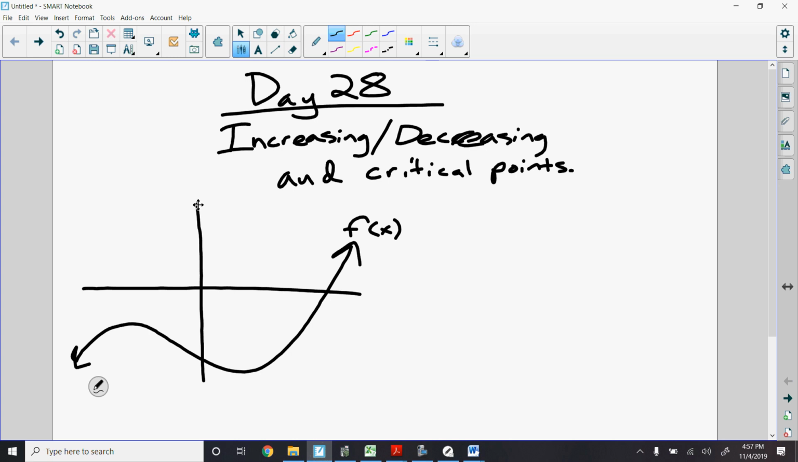I have some kind of cubic looking graph here, and my question is, on this graph, on what intervals is f increasing? On what intervals is f decreasing? It'll help if I put some numbers in here, so let's try this.